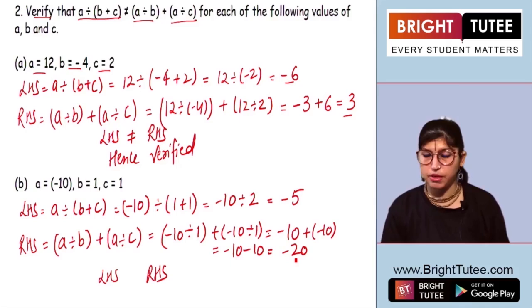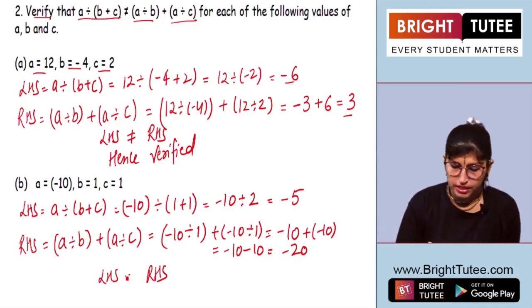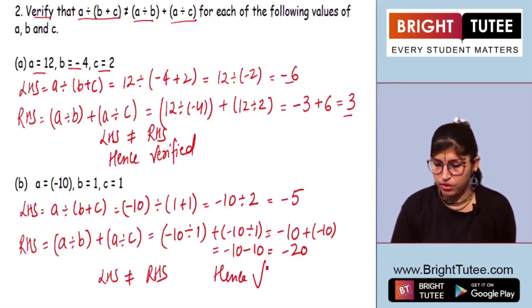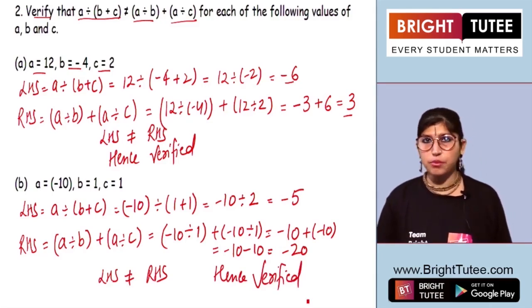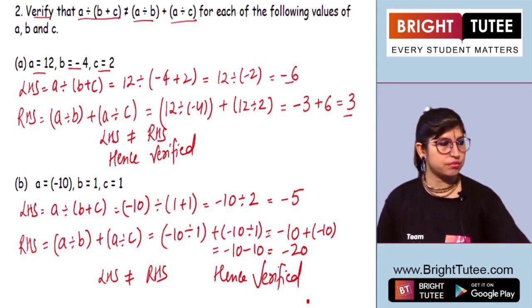Now the left hand side is minus 5 and right hand side is minus 20. So we can say that left hand side is not equal to right hand side, and hence we verified. I hope you are done with the answer. Now let's move on to another question.